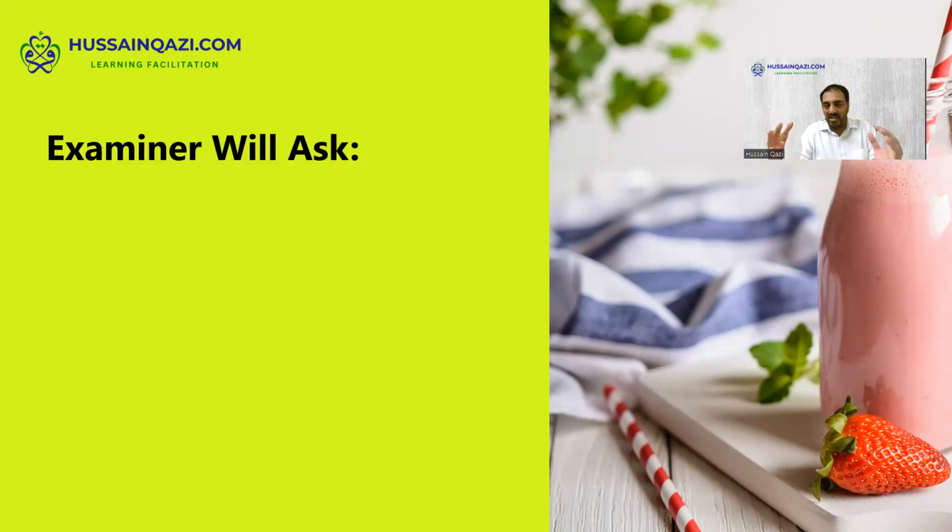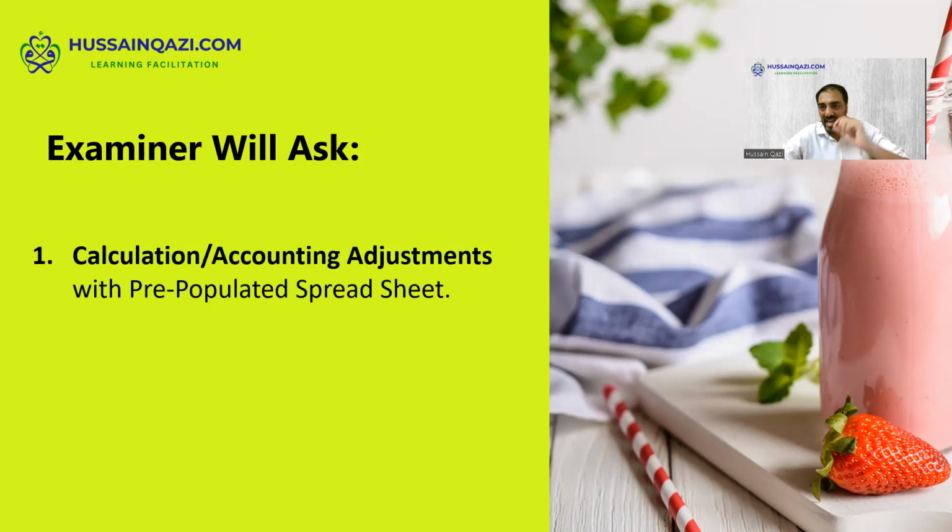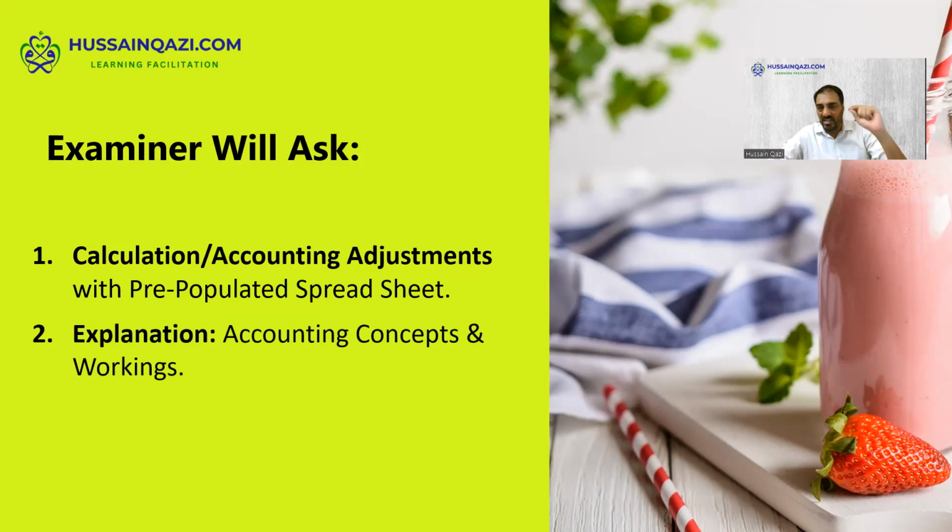Students, whenever you attempt the SBR exam and face question number one of the SBR exam, the examiner can ask you either for a calculation or accounting adjustment with a pre-populated spreadsheet, or number two, an explanation about the accounting concept of group accounts and the explanation of the workings. These are the two possible scopes of the requirement.